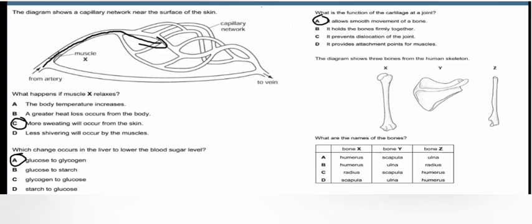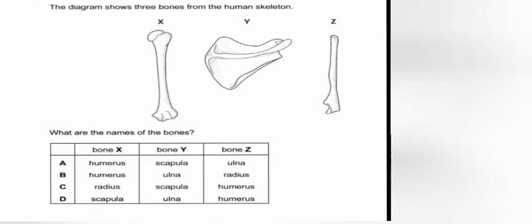A. The next one. The diagram shows 3 bones from the human skeleton. So we have bone X, bone Y, and bone Z. When we talk of bone X, this one is called the humerus. So X is called the humerus. For Y, it is called the scapula. Z is going to be the radius, not the ulna. Why are we saying radius? Because the ulna is longer than the radius. So meaning the answer here is going to be what? B, not A. Let's see the next question.